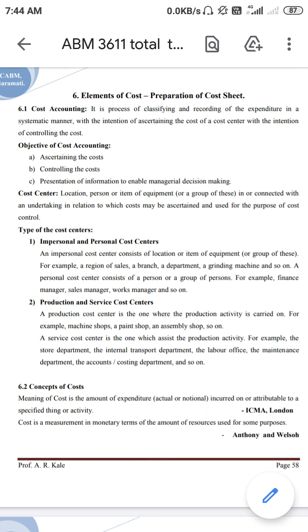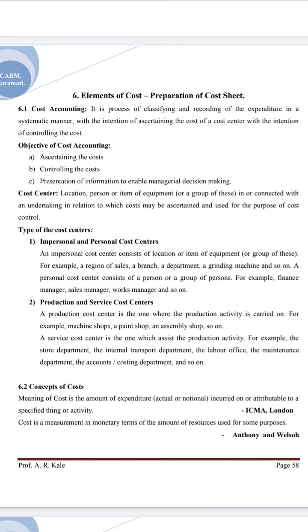the labor office, in that supervisor also comes. Then the maintenance department, account department. These are all departments other than the production department, not actually involved in the production process, but they assist in production activity. They are called service cost centers.